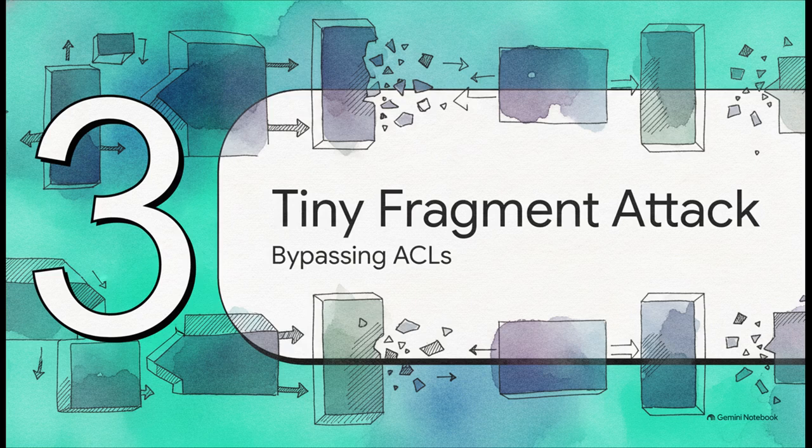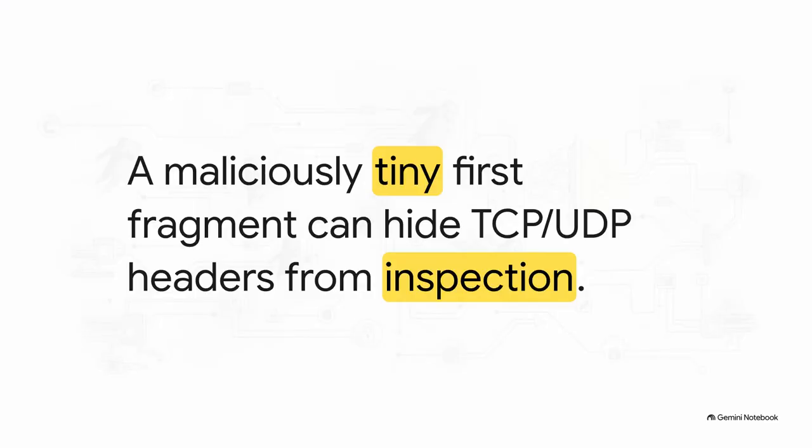All right, Section 3, the tiny fragment attack. This is all about bypassing your ACLs. So, the core vulnerability here is essentially a structural blind spot. Attackers know that legacy IDSs and stateless firewalls usually can't reassemble fragmented packets before they apply their rules. They're just looking at each packet in total isolation. So, what does the attacker do?